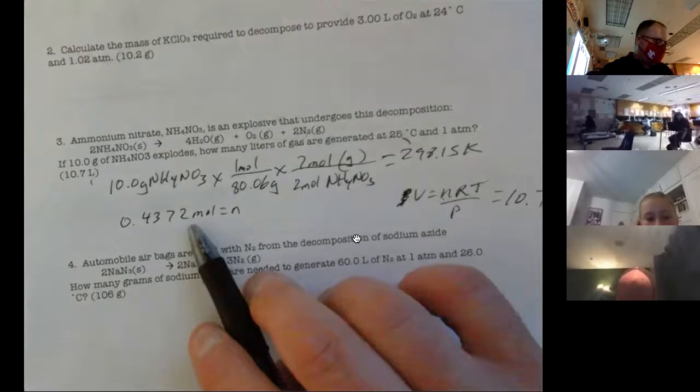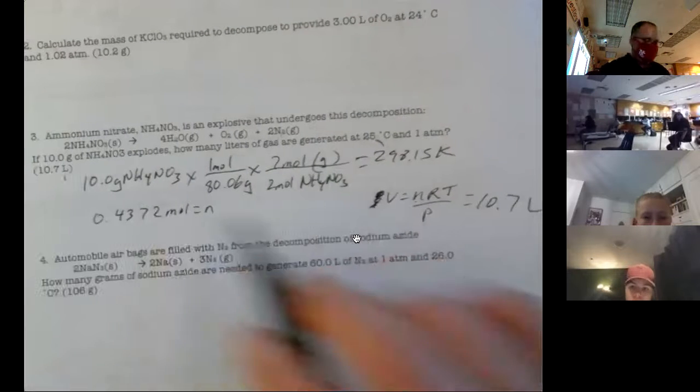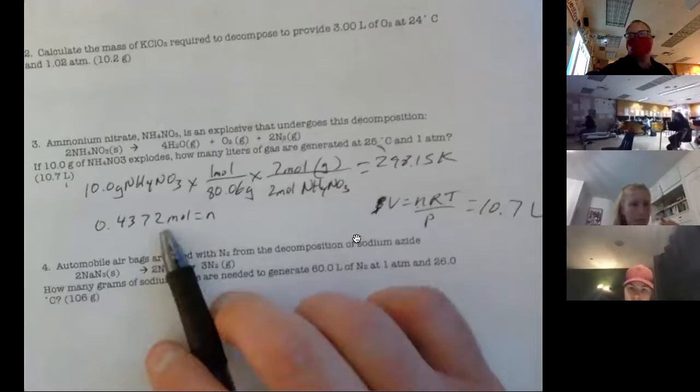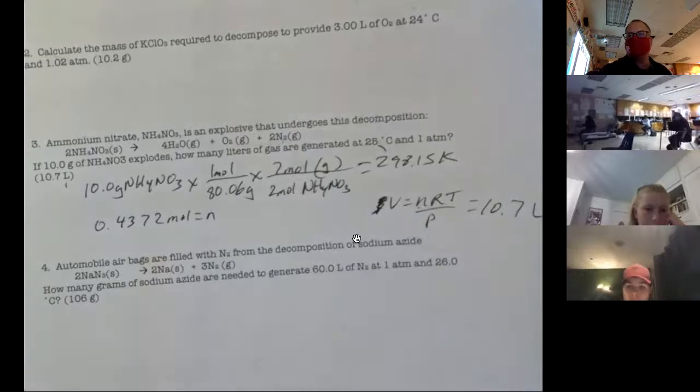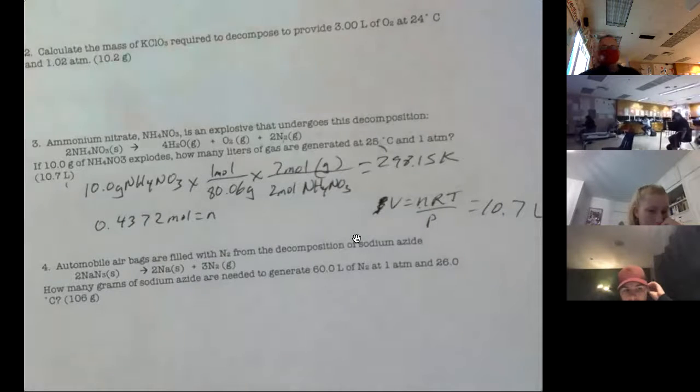Gavin, does that make sense? Wouldn't it be 0.437 because of sig figs? I always, since I know that's not my final answer, the 10.7 is, I always go out extra here and plug those into the equation. I do all my rounding at the end. Okay. Gavin, you good? Yeah, that helped. Thank you. You're welcome.